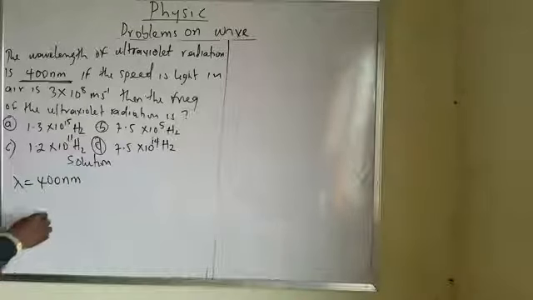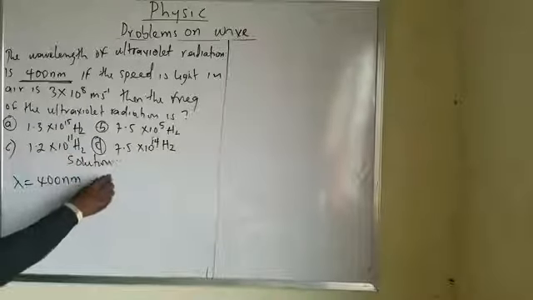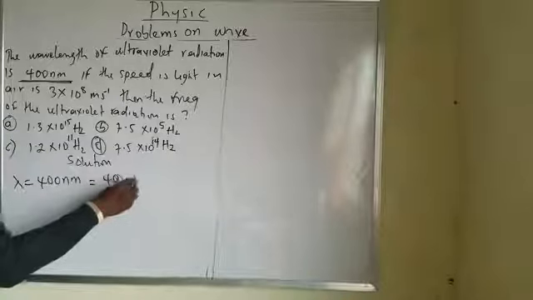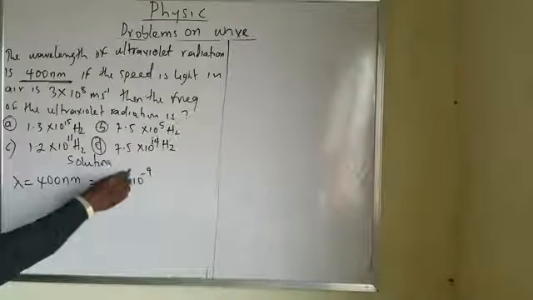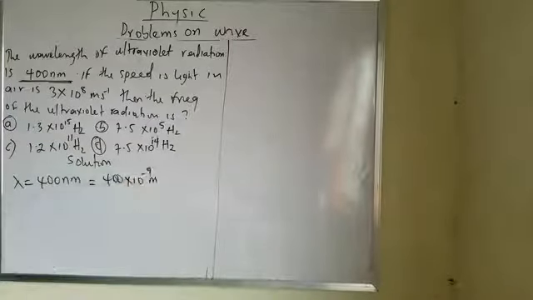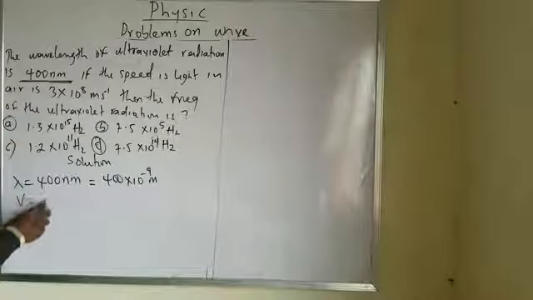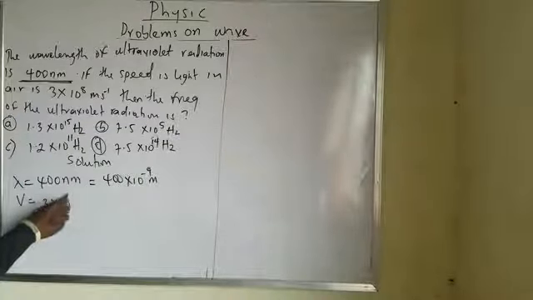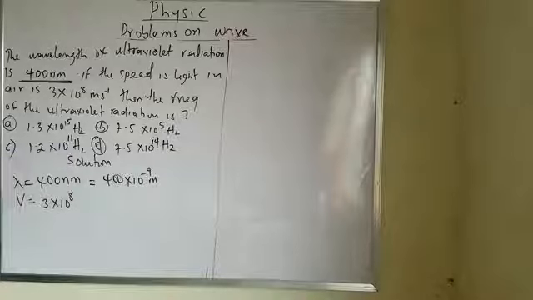Which can also be equal to 400 multiplied by 10 raised to the power minus 9 meter. I've just tried to convert that. And I also have my speed, which is also known as the velocity of the wave, which equals 3 multiplied by 10 raised to the power 8.